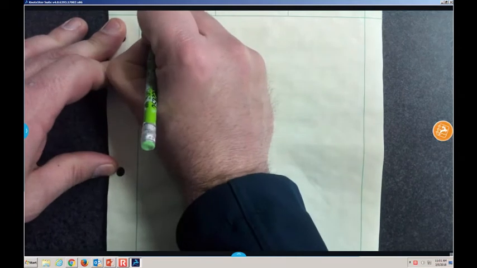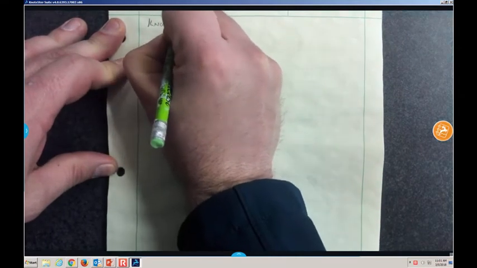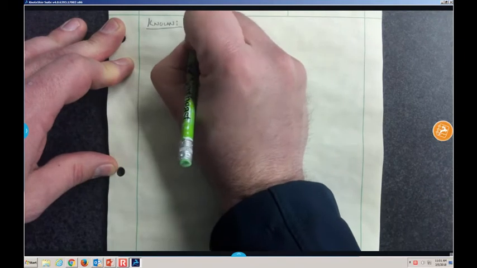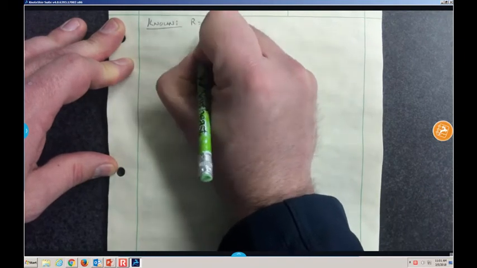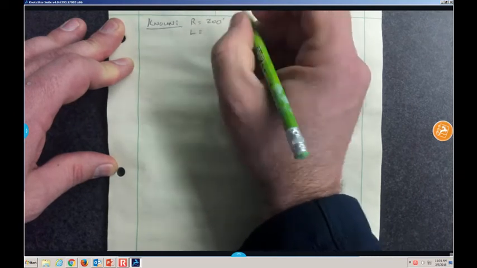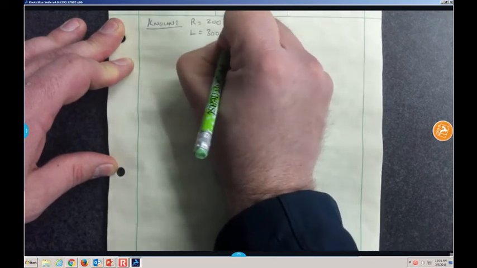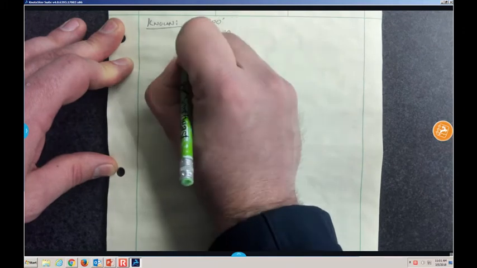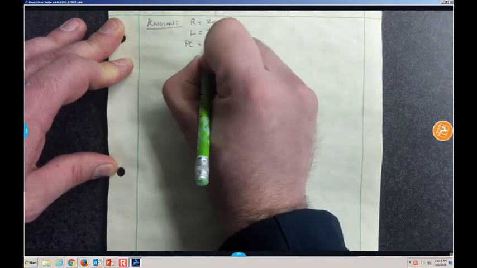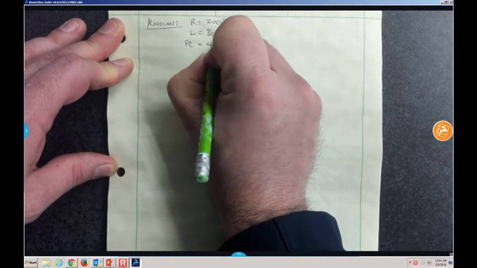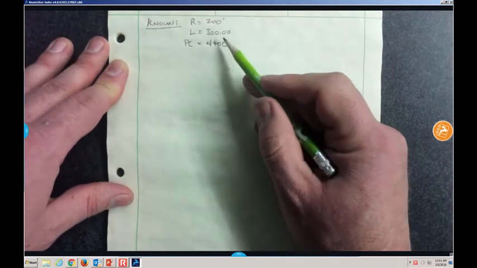Alright, so let's take a look at an example deflection angle problem. I'm going to give you the known. So known is we have a radius of 200 feet. Length of curve is 300.00 feet. And the PC is 4 plus 00. I didn't deliberately try to do that, but I went 2, 3, 4. Okay.